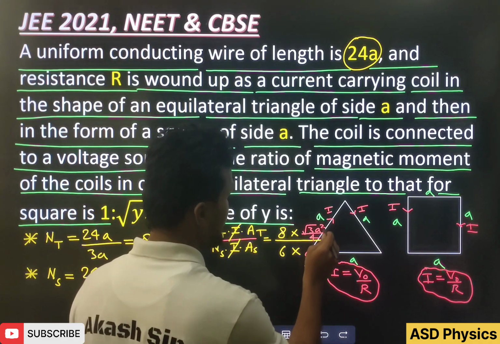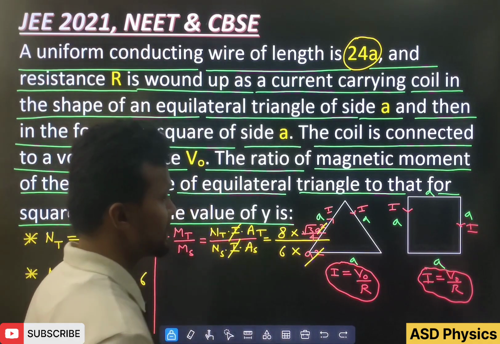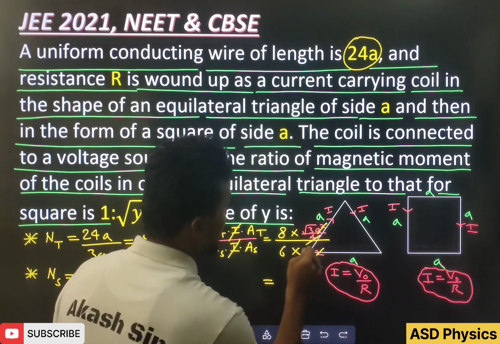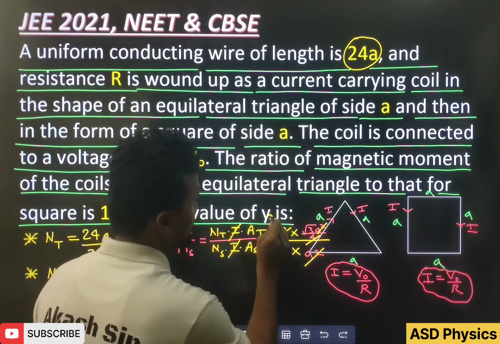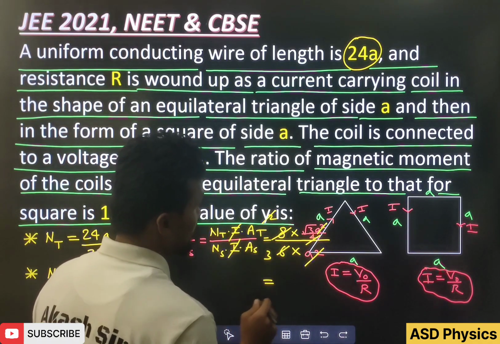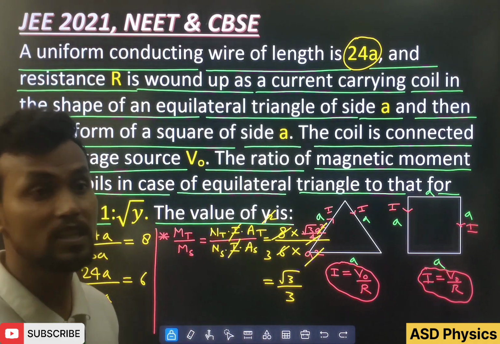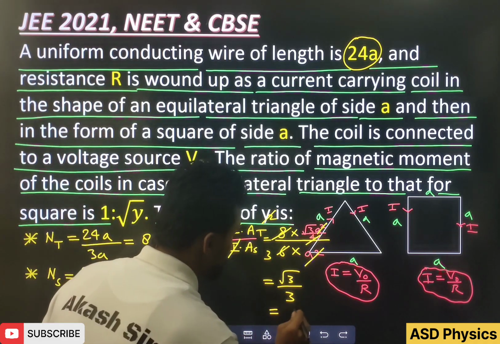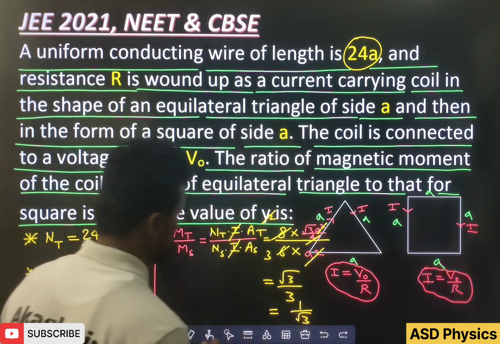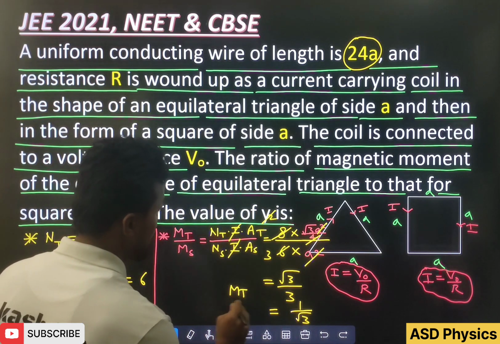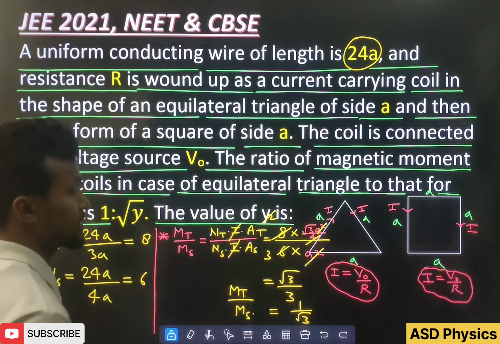After that we will simplify this. You can see very well, this A square and this A square are cancelled. From here 4 2s are 8, and 2 3s are 6. Maybe it looks somewhat complex, but when you simplify, this will come to √3 by 3, and this will come to 1 by √3. This is the triangle to the square magnetic dipole moment.